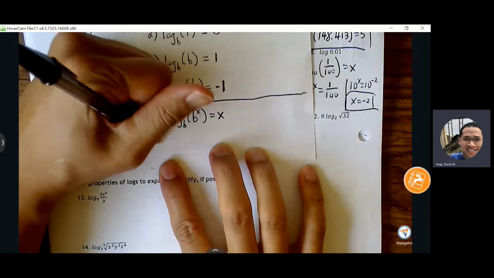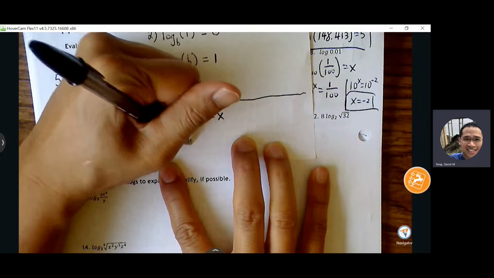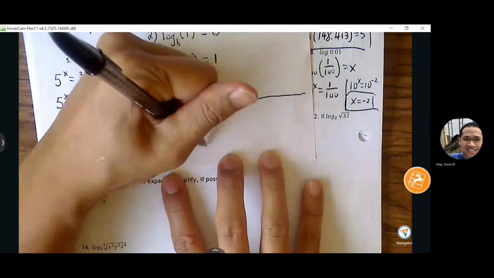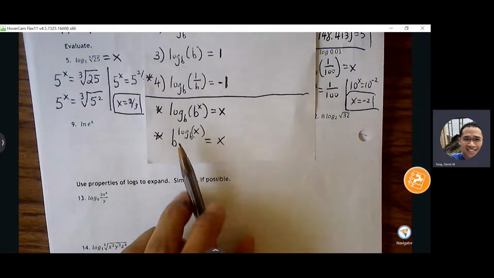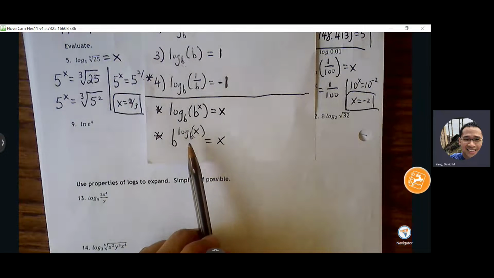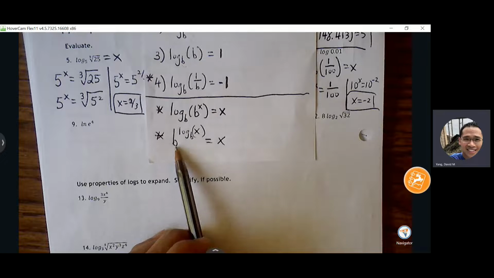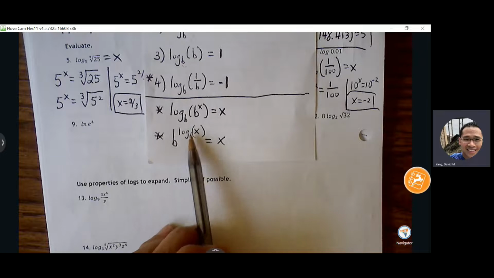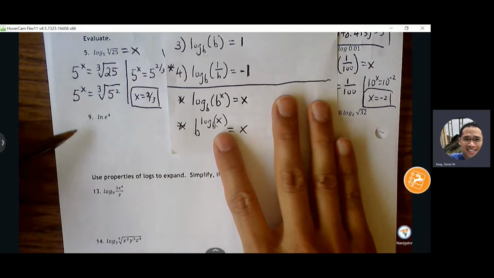Okay. Another helpful property is this. If I have b raised to the log base b of x, that's also equal to x. So here, if the exponent has a log that matches the base itself, then we can get that to go away, and the only thing left is the argument.